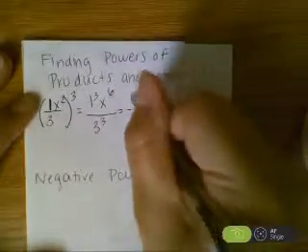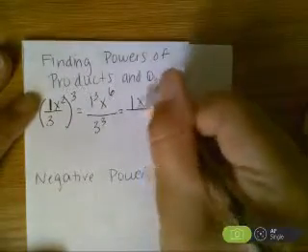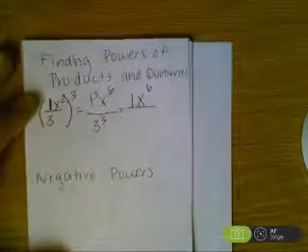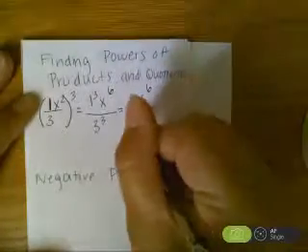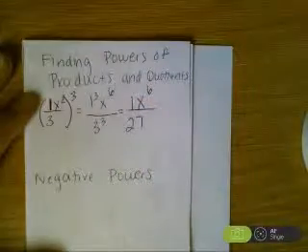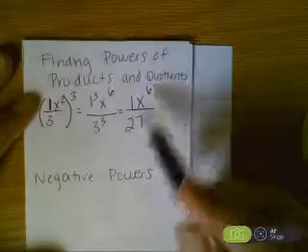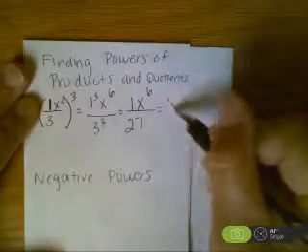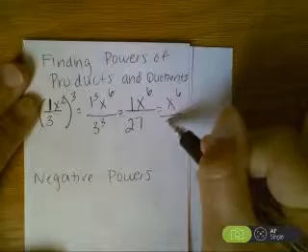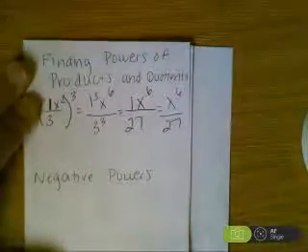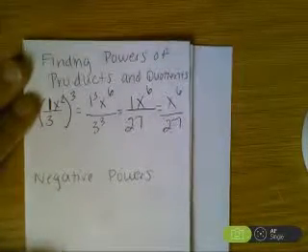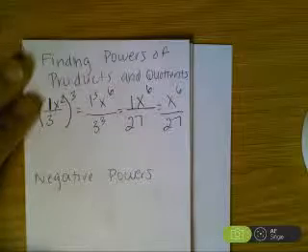1 to the third is just 1. I can't simplify x to the 6th because I don't know what x equals, and 3 to the third is 27, so my answer is 1 x to the 6th over 27. Remembering that I don't have to leave that 1 in the numerator, I can also write my answer as x to the 6th over 27.